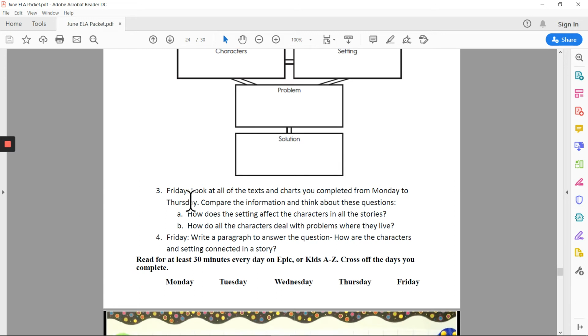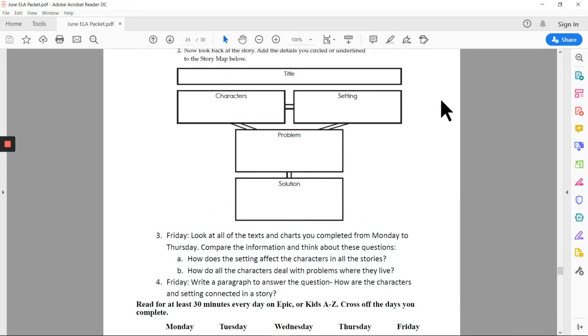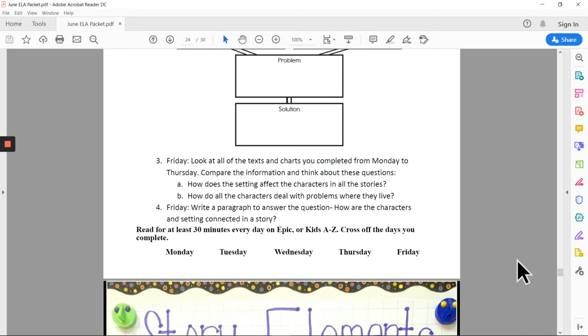On Friday, you'll look at all of the texts and the charts that you completed from Monday to Thursday. Compare the information and think about these questions. How does the setting affect the characters in all of the stories? How do the characters deal with problems where they live? And you'll write your paragraph to answer the question. How are the characters and setting connected in a story? You'll be able to answer this question using examples from the four passages. Don't forget to read for at least 30 minutes every day.